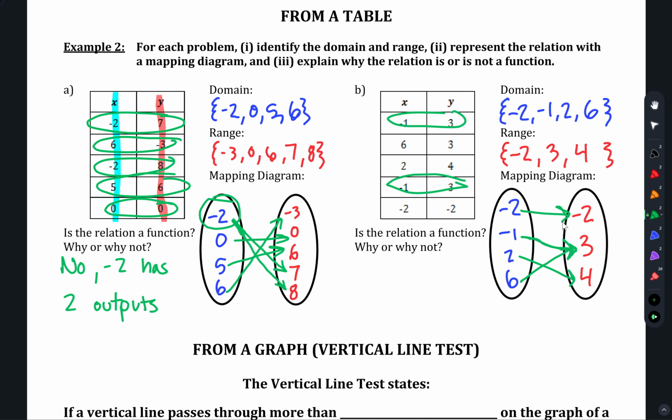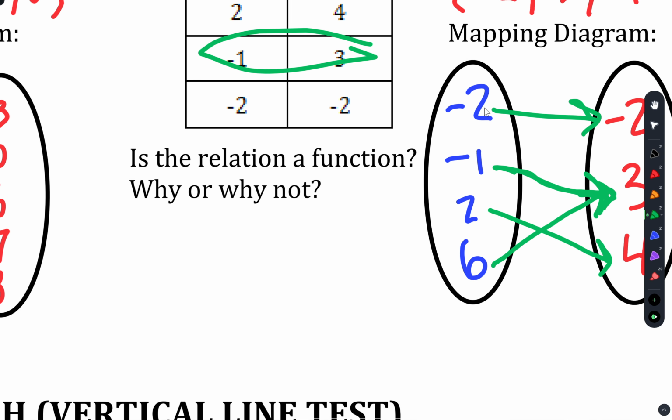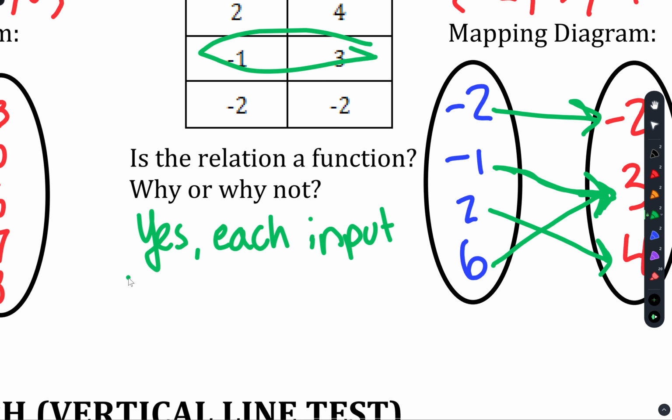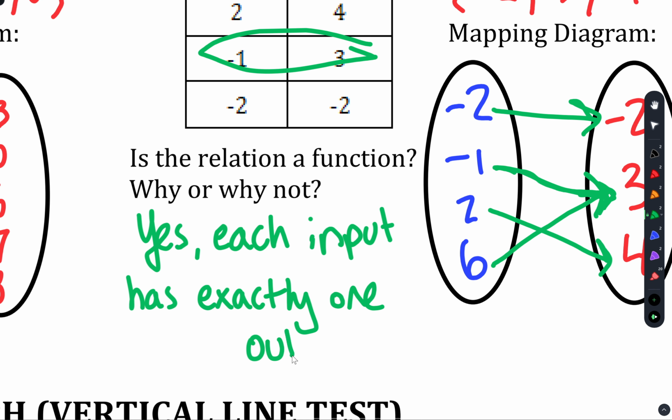And then -2 to 2. So again, I don't have any arrows that are starting from the same spot. So yes, each input, if I could write, has exactly 1 output. Are we satisfied with that?